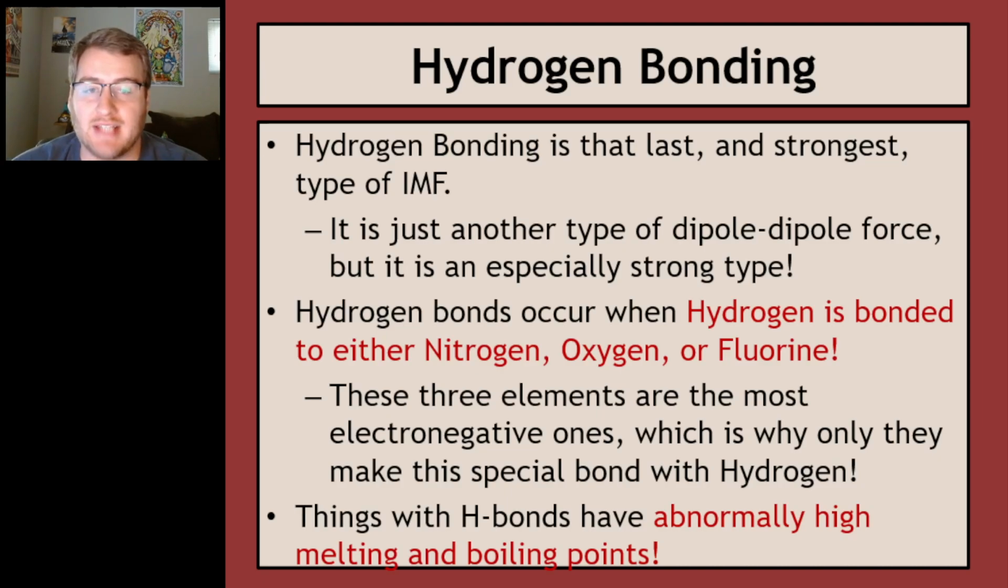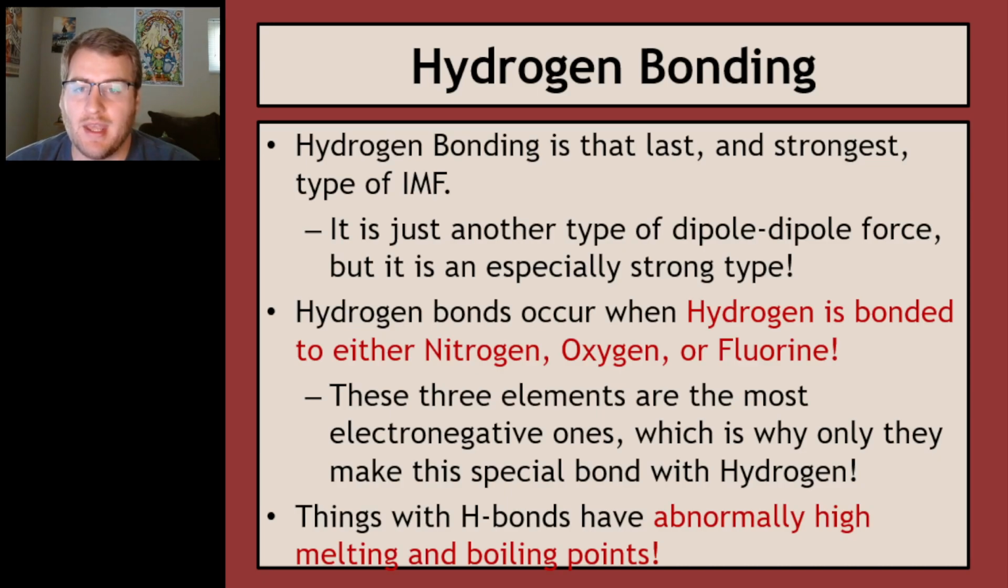And hydrogen bonding is the last type. It is substantially the strongest type. Unless you have a really, really giant molecule, hydrogen bonding is always the strongest. It's another type of dipole-dipole force, but it's an especially strong and special type. And there's only 3 possible examples of hydrogen bonding. And they all involve a hydrogen atom, which is where the name comes from. And that hydrogen is bonded to one of 3 of the most electronegative atoms: nitrogen, oxygen, or fluorine. These 3 elements are the most electronegative ones we have, which is why only they make this special bond with hydrogen.